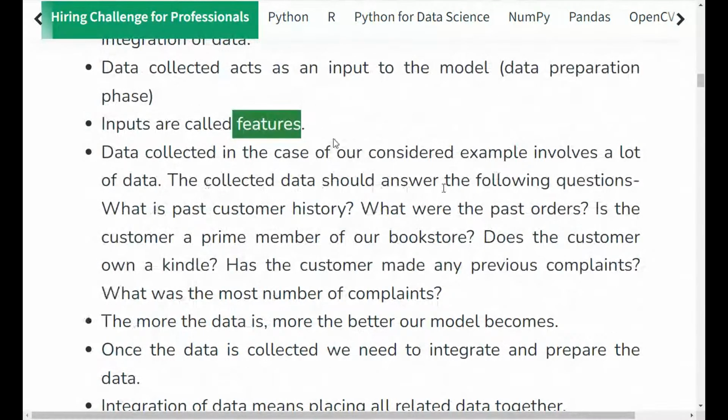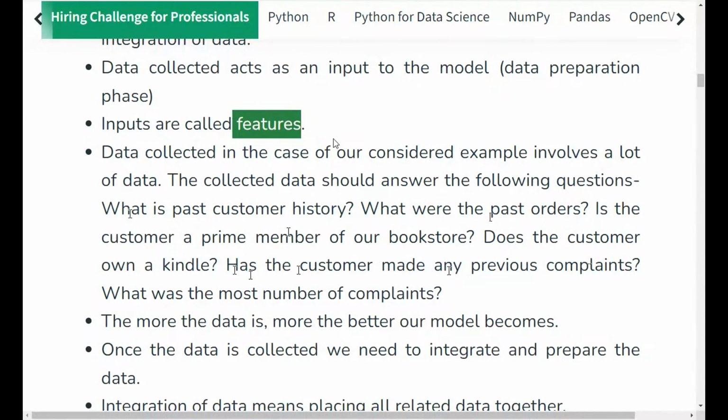The collected data should answer the following questions: what is the past customer history? What were the past orders for e-commerce? Is the customer a prime member of our bookstore? If it is an Amazon kind of store, does the customer own a Kindle? Kindle is an Amazon tablet used as a reader, a digital book or digital library for readers. And one more question: has the customer made any previous complaints?